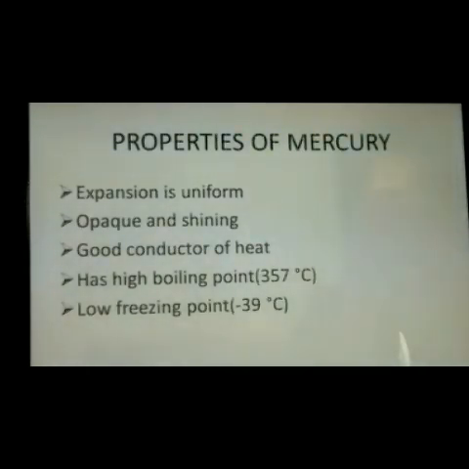Now let us see the properties of mercury. The main property is that its expansion is uniform. For equal amounts of heat, it expands by equal lengths, and it is highly opaque in nature, and it is highly shining also. It does not stick to the sides of the glass tube, and it is a good conductor of heat. Generally, the boiling point of mercury is 357 degrees Celsius, and it has a low freezing point which is minus 39 degrees Celsius. Hence, a wide range of temperatures can be measured using a mercury thermometer.